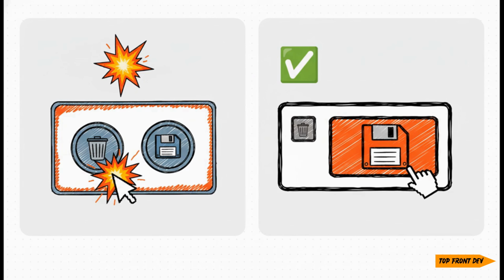And here's a classic example. On the left, you've got delete and save buttons right next to each other looking almost identical. That is just a recipe for disaster. But look at the redesigned interface on the right. The save button is now the clear, primary action. The delete option is de-emphasized, maybe it's just a text link. This simple change dramatically reduces the chance of an accidental and possibly catastrophic click.